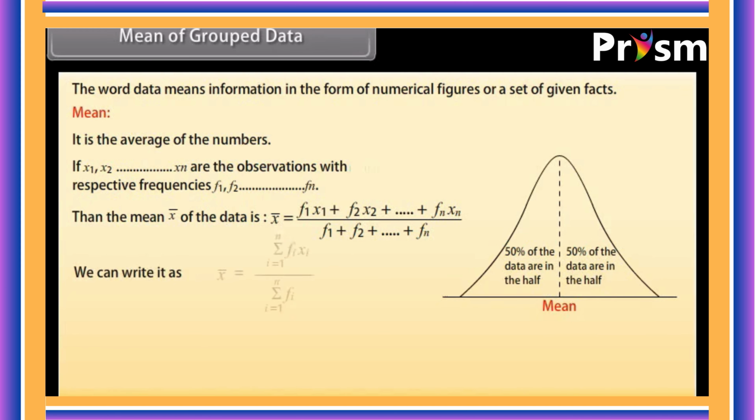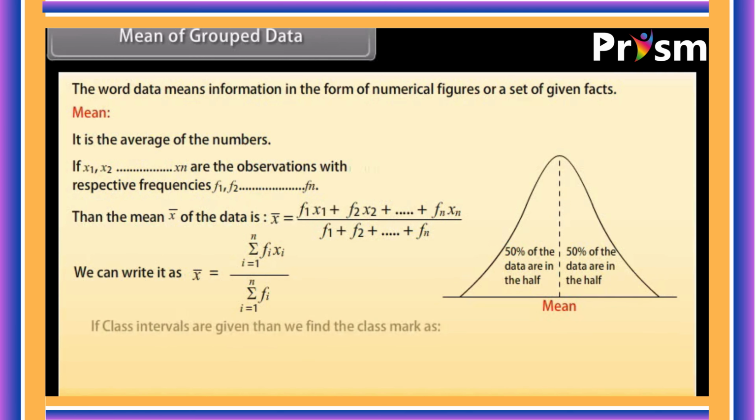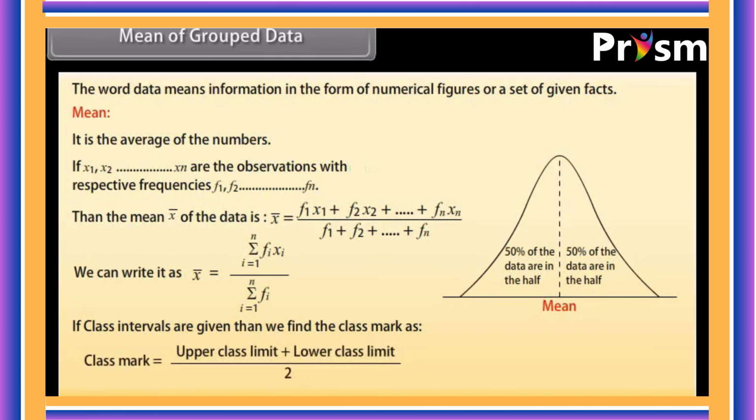We can write it as x bar is equal to summation from i equals 1 to n of product between fi and xi, divided by summation from i equals 1 to n of fi. If class intervals are given, then we find the class mark as class mark equals upper class limit plus lower class limit by 2. For each class interval, we use class mark as xi in the above given formula.